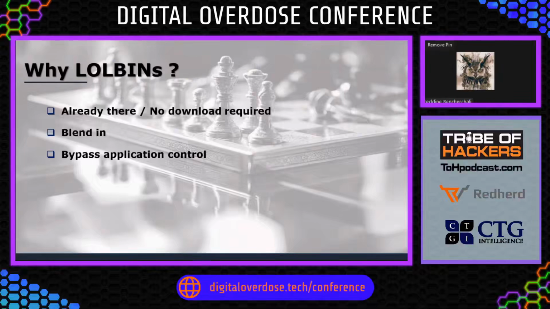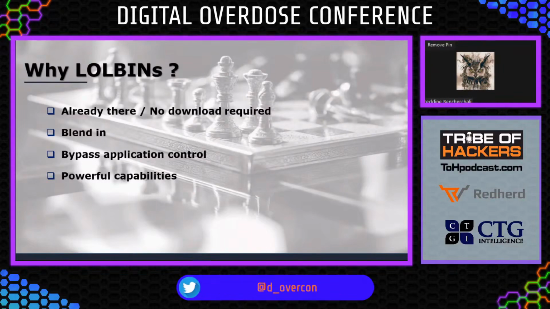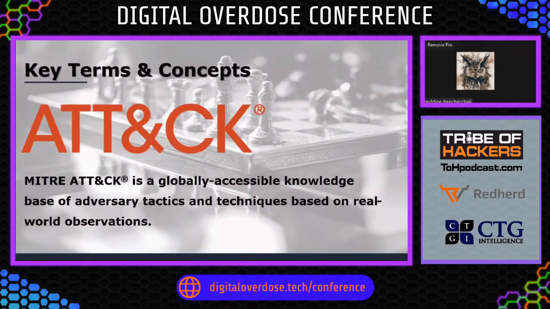But since the utilities we're talking about are already there, they can already bypass this whitelist. And the final thing is they offer powerful capabilities. As we're about to see, these powerful capabilities range from dumping LSASS to downloading any executable on the machine, and so many more. Now, before we jump into the tools and techniques in question, let me introduce some key terms and concepts.